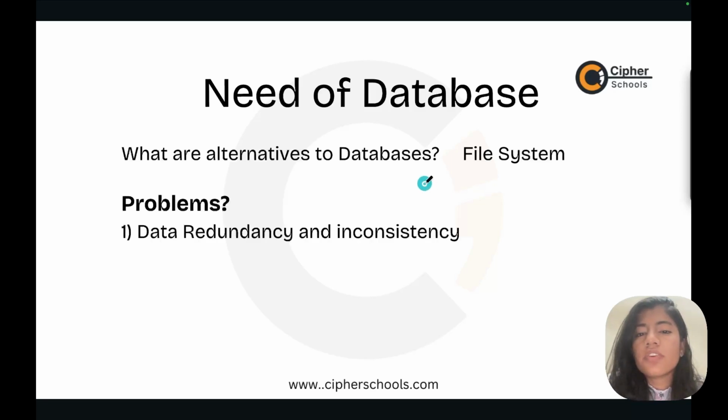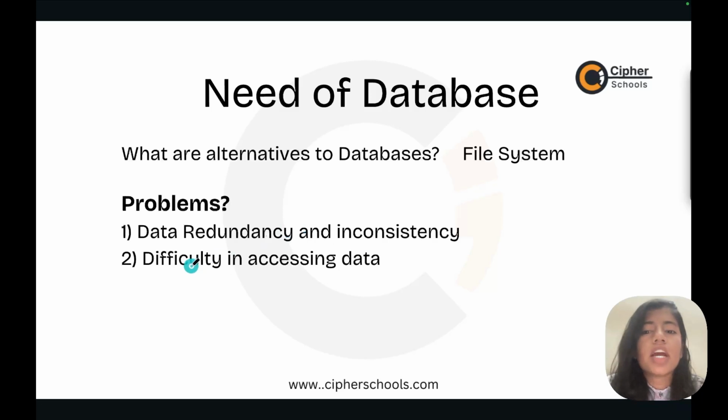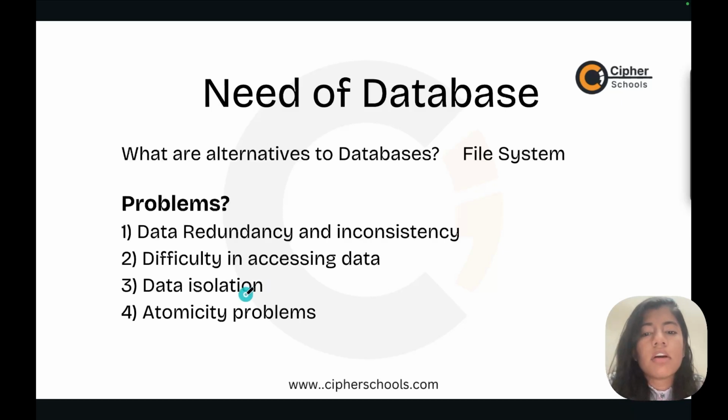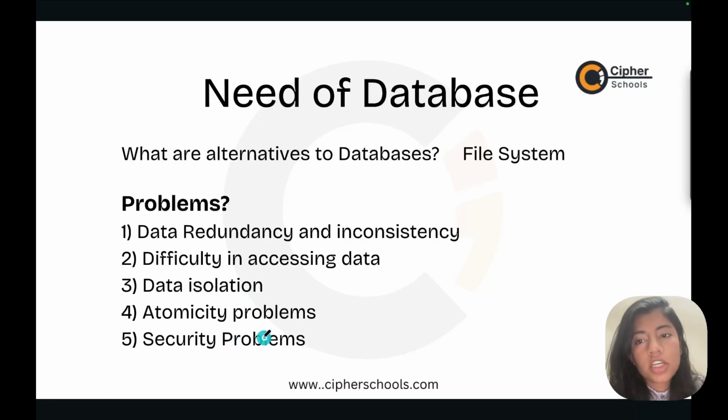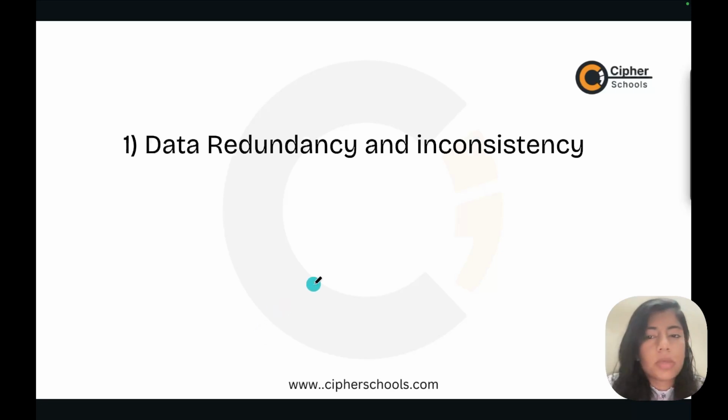So the first problem was data redundancy and inconsistency. Then we had difficulty in accessing the data. We had the problem of data isolation and atomicity problems, of course, and then the major problem was security. So let's discuss all these problems one by one. To begin with, let's discuss data redundancy and inconsistency.